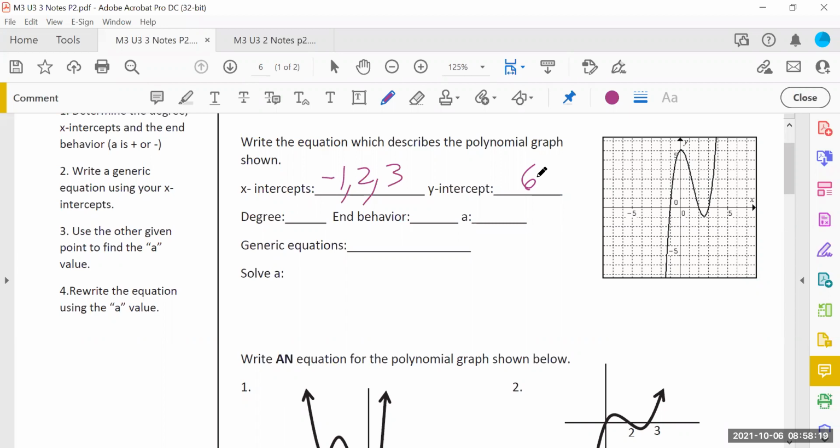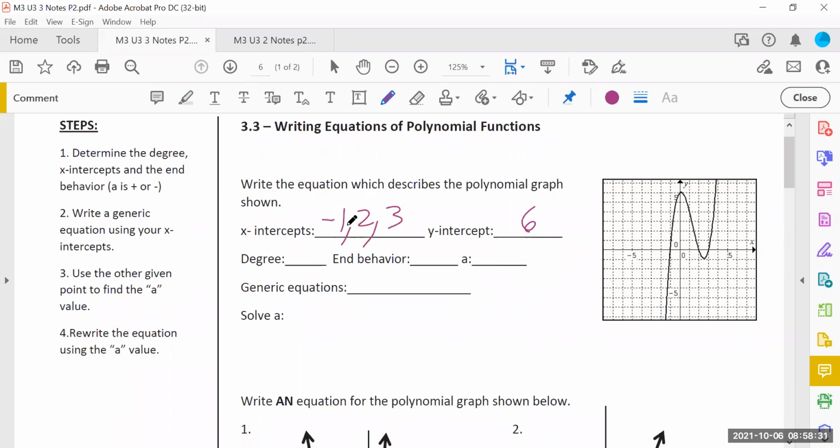The degree then. How could I figure out the degree? This is where we would talk about the x-intercepts. If I have 3 x-intercepts, does everybody understand my degree needs to be at least 3? Okay. Do I have any bounces on this graph? No, so it's probably 3. So we're going to make our best guess here. Degree 3.